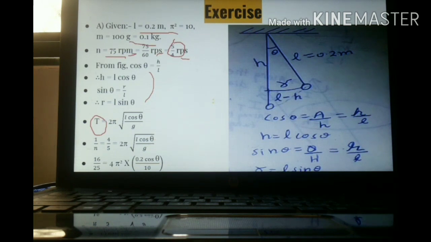We have to find out the value of cos theta. So we will be taking the square root from both the sides. So 4 square is 16, 5 square is 25. Here, 2 square is 4 pi square.